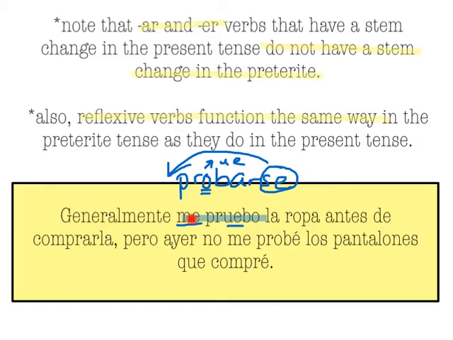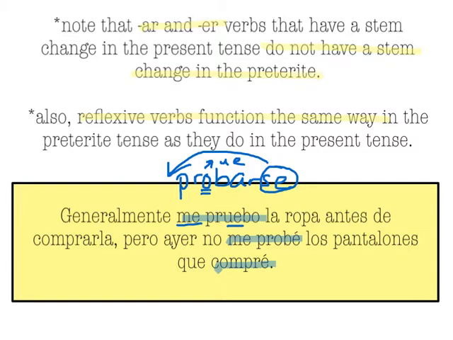Generalmente me pruebo la ropa antes de comprarla, before I buy it. Pero ayer no me probé los pantalones que compré. And this is another past tense as well.